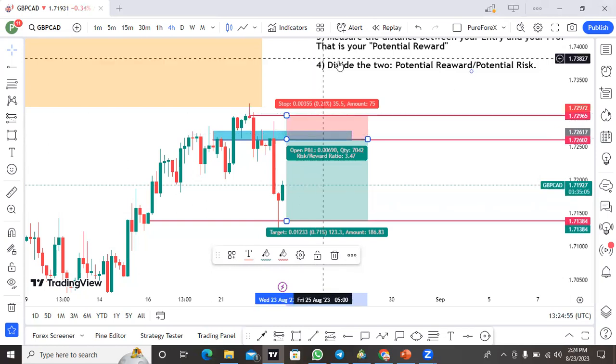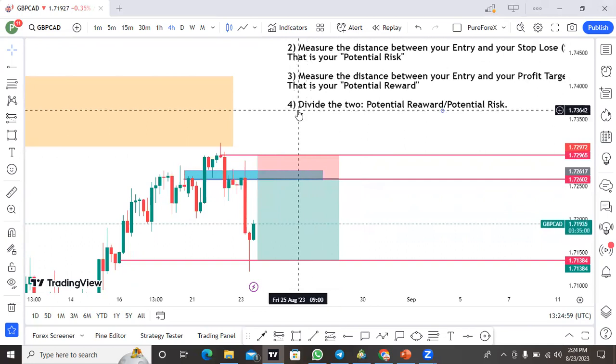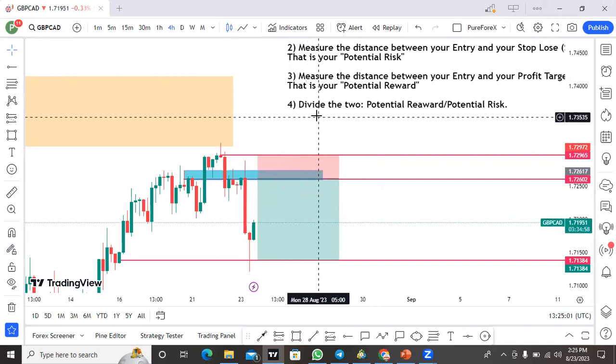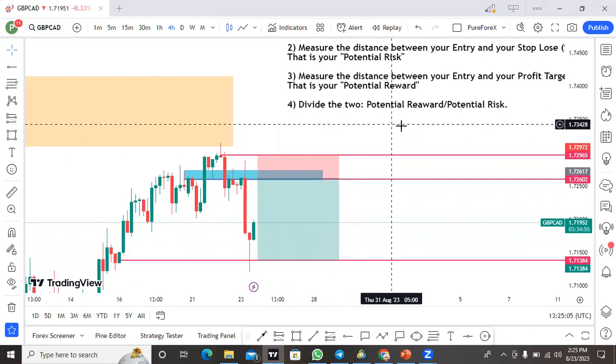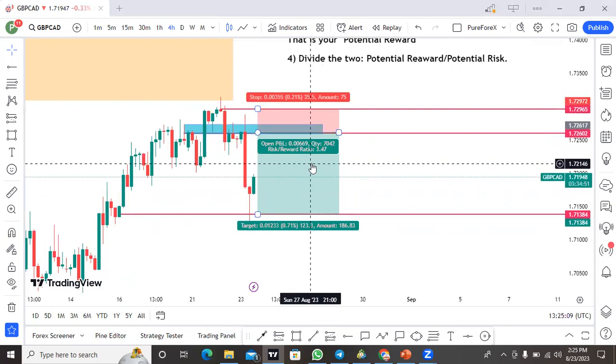But let's look at the first step. On the first step process, let's look at the number 4 rule or step. Number 4 says divide the potential reward by the potential risk. But the short position tool on TradingView has already calculated everything for us.